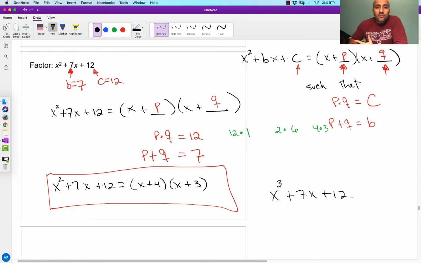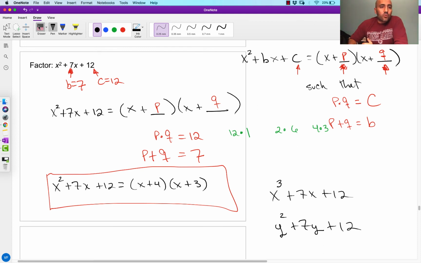Now, we could change the variable. That's just a dummy variable. So we could have y squared plus 7y plus 12, and that's okay. We have essentially the same question, just a different variable. So that will still work. But it's important for things to work out this way.